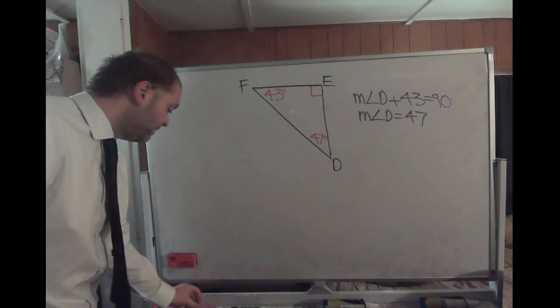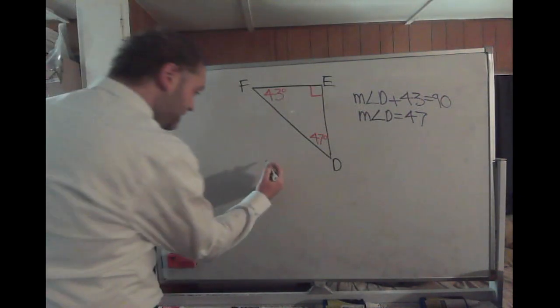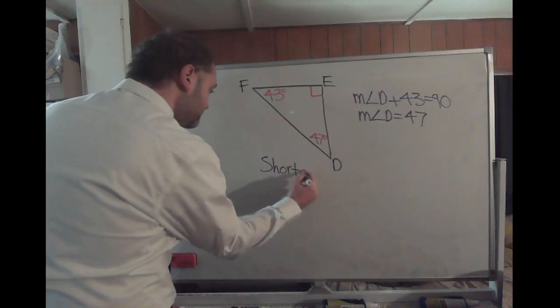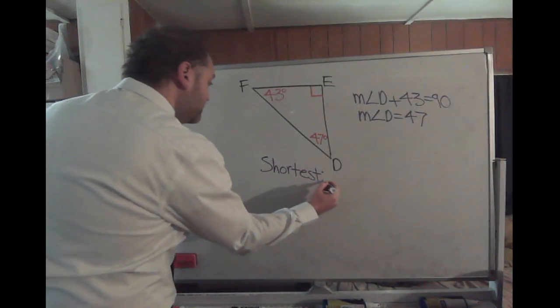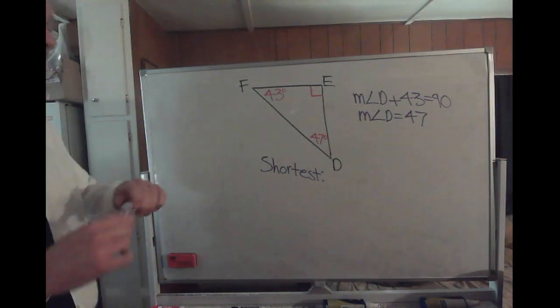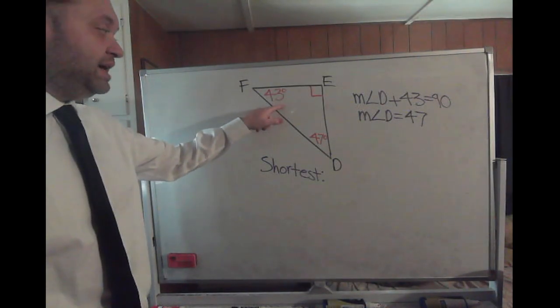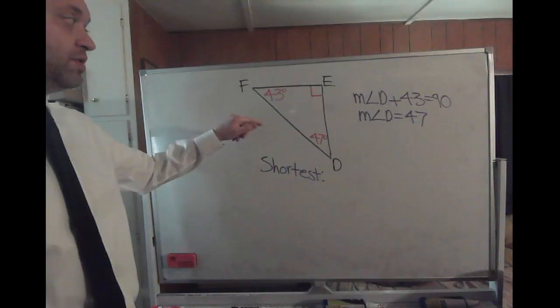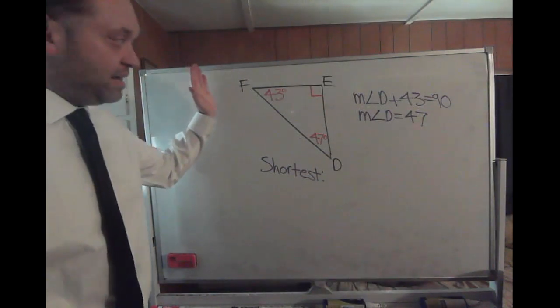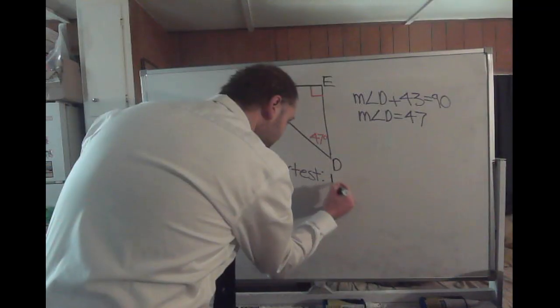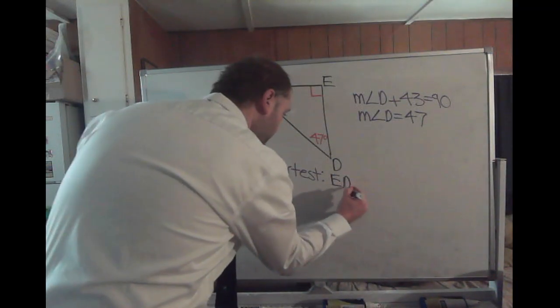Now we want to find the shortest side and the longest side. Start with the shortest. The shortest side, of course, is opposite the smallest angle. The smallest angle is going to be angle F with a measure of 43 degrees. So the side opposite that is side ED. So therefore ED is the shortest side of this triangle.